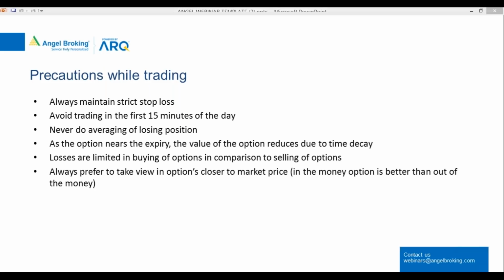So the point here is that you should not bet too much, or put your entire capital at risk on a particular trade. You should diversify. That is, you should take small trades rather than one large trade.